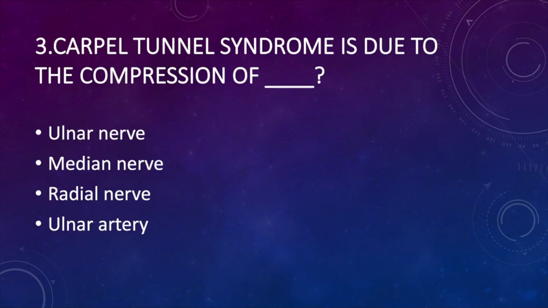Carpal tunnel syndrome is due to the compression of option A, ulnar nerve; option B, median nerve; option C, radial nerve; option D, ulnar artery. Answer option B, median nerve.